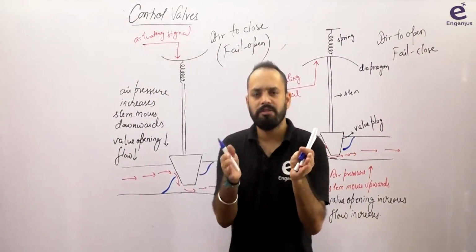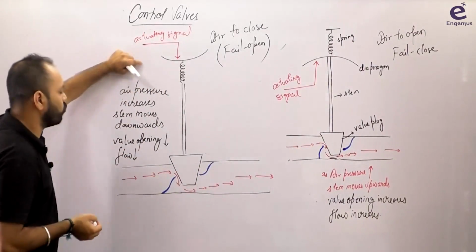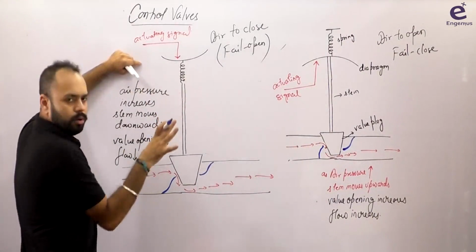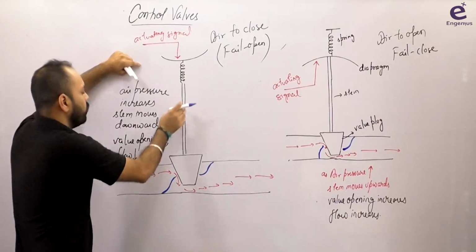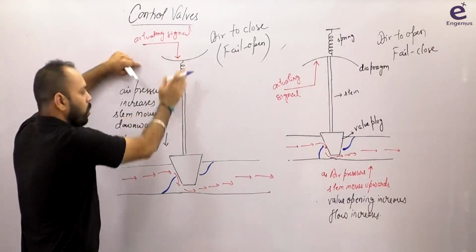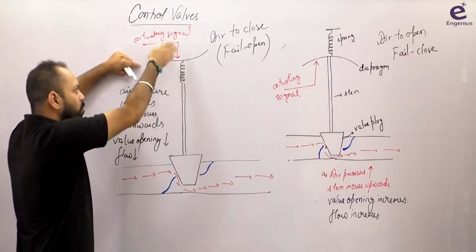The stem movement is fixed. Normally, if you see this one, if there is no power, if there is no signal coming from the controller, the stem position will be somewhere here, slightly upwards. If there is a signal, the stem will move downwards depending upon the signal.